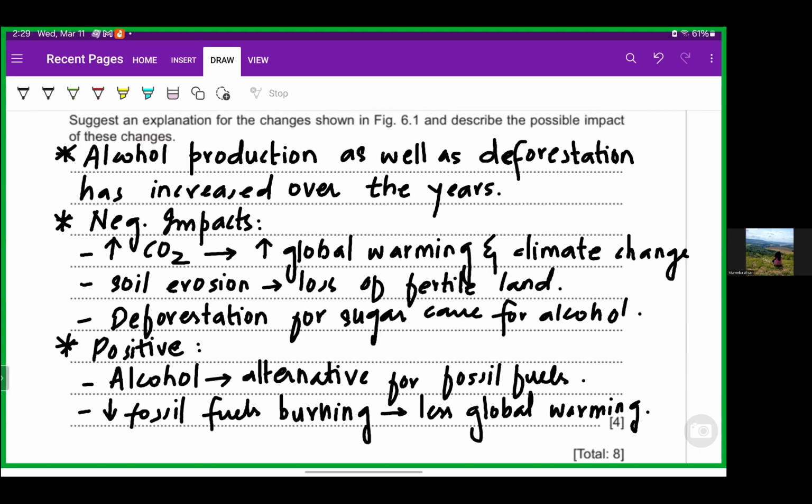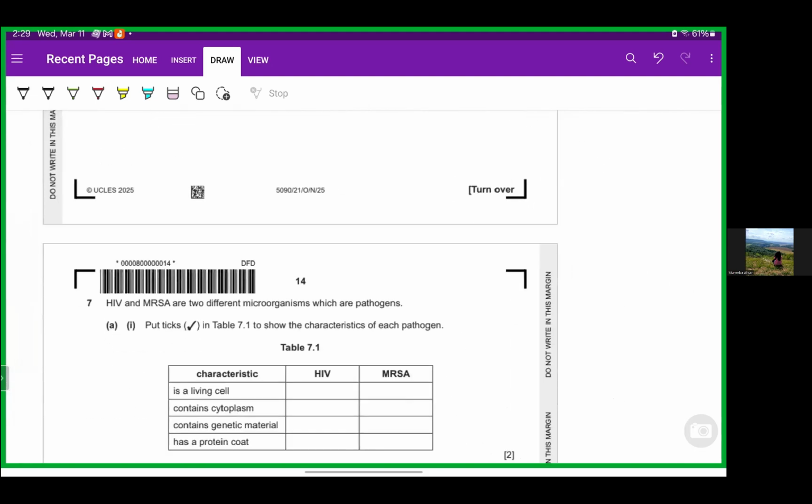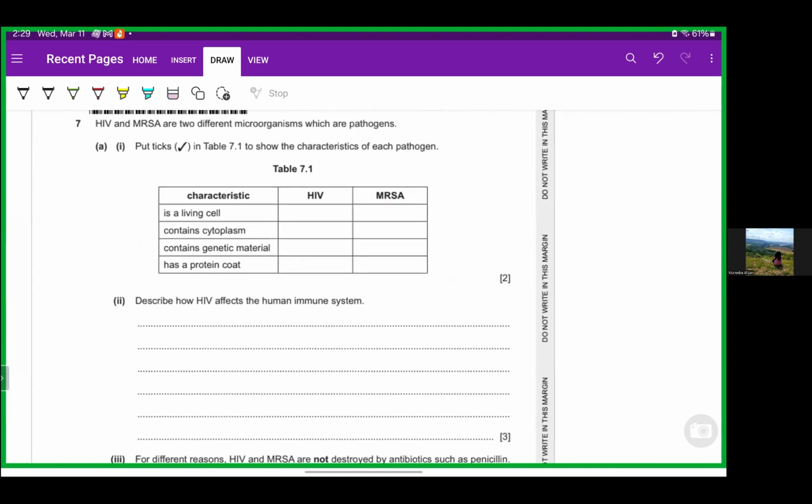Okay, now moving on to the next question. HIV and MRSA are two different microorganisms which are pathogens. HIV is basically a virus, and MRSA is basically methicillin-resistant Staphylococcus aureus, which is again a bacteria which is resistant to an antibiotic like penicillin and methicillin. Okay, put ticks in table 7.1 to show the characteristics of each pathogen.